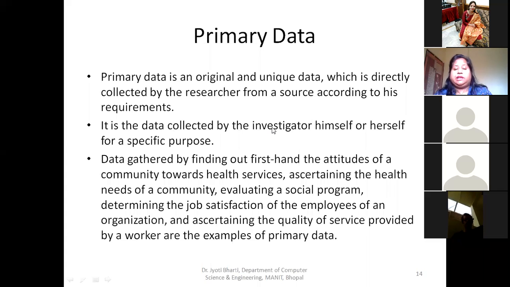It is data collected by the investigator himself or herself, or for a specific person. Data gathered by finding out first hand the attitudes of a community towards health services, assessing the health needs of a community, evaluating social programs, determining the job satisfaction of the employees of an organization, and assessing the quality of service provided by the worker are examples of primary data.